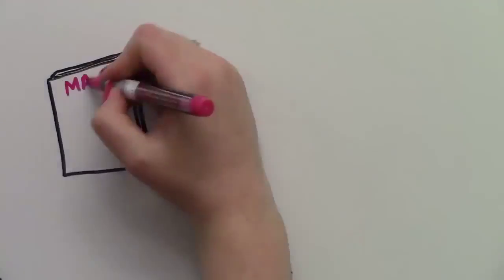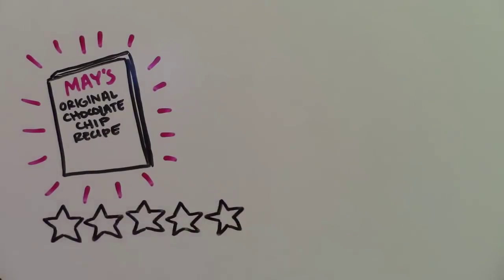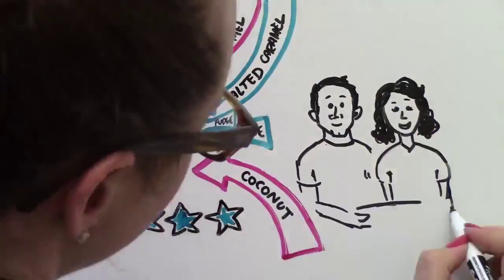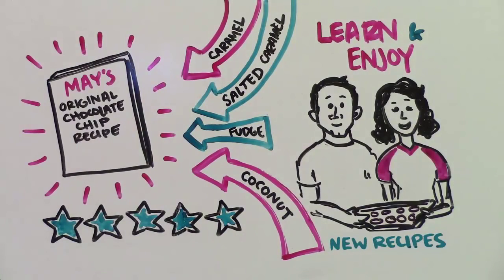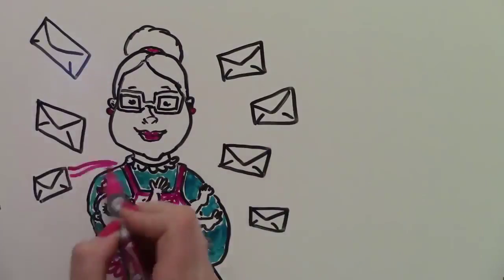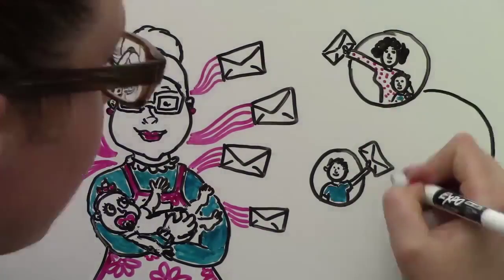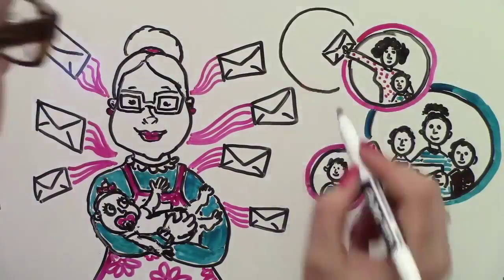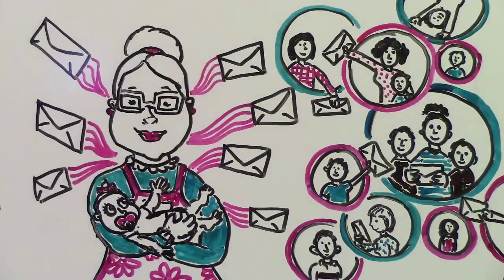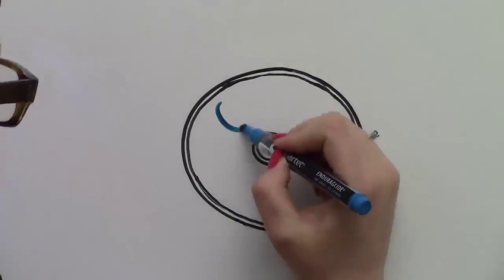Grandma May's recipe is getting better all the time, as people continue to contribute. Her family gets to learn from and enjoy the latest and newest cookie recipes as they are created. As Grandma May's family grows and her recipe is shared outside the family, more and more people will become contributors. As you can imagine, things could get pretty complicated for Grandma May as the maintainer of the original recipe with more contributors. The same is true for open source software.